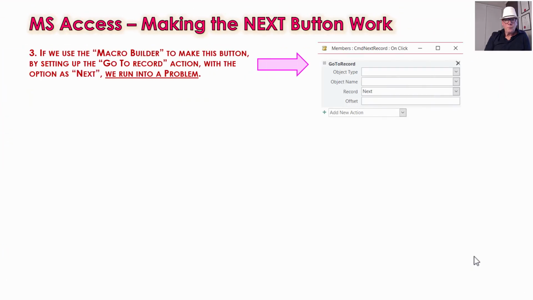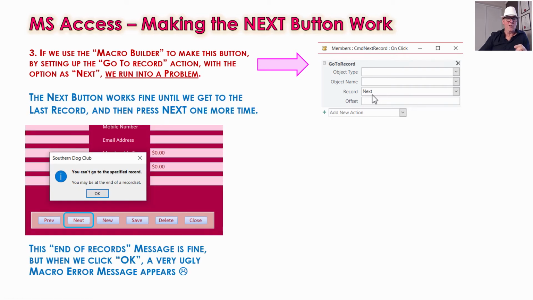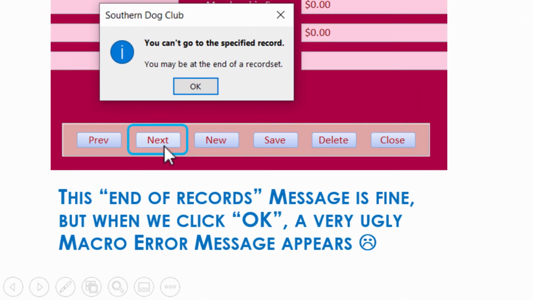And the macro builder. Now if we do our usual thing, go to the macro builder, there is a go to record macro action you can pick. And remember, we use this to make a new record. And so instead of doing new, we pick next. That works 99% of the time, but there is a problem. When you get to the last record and press next one more time, Access can't go any further because you're at the end of your record.